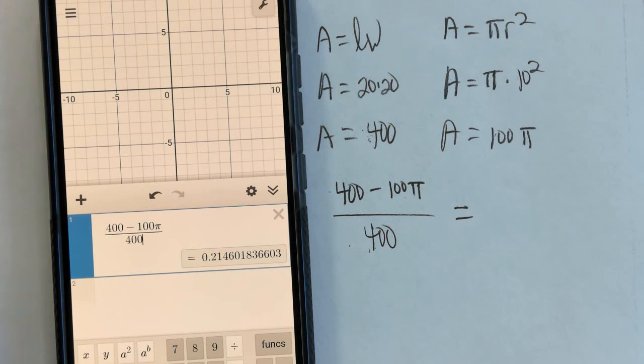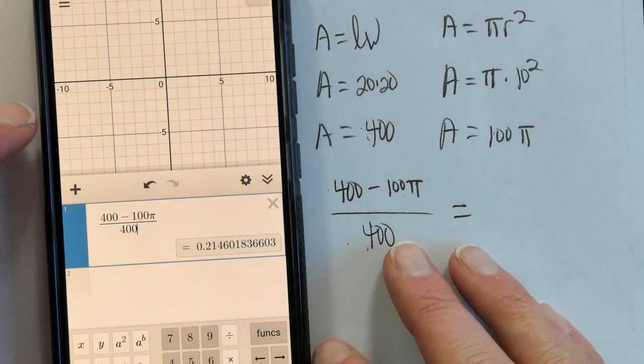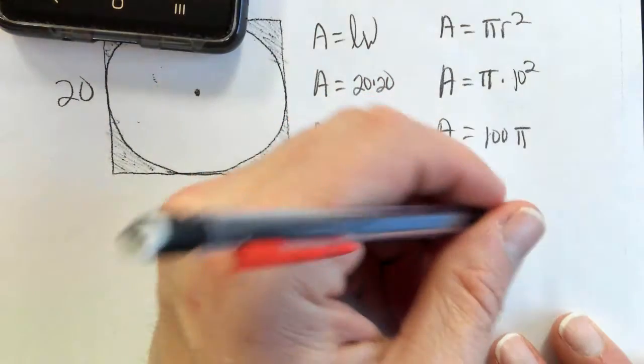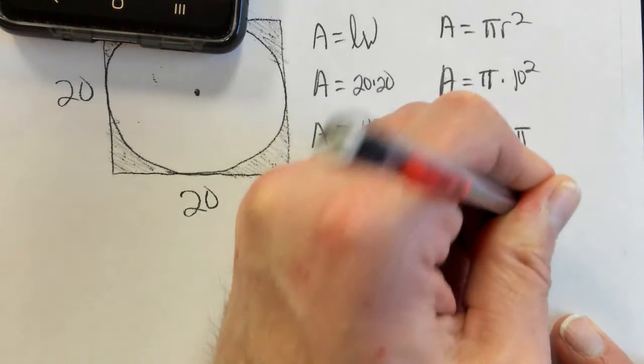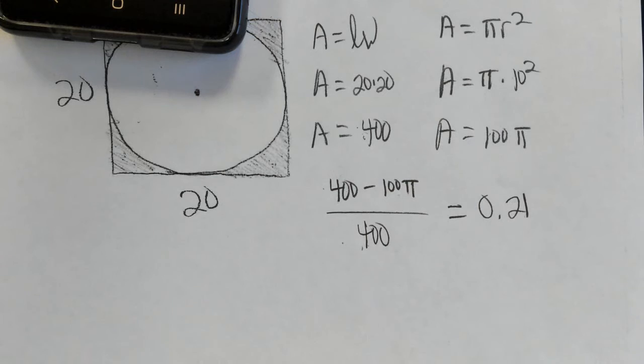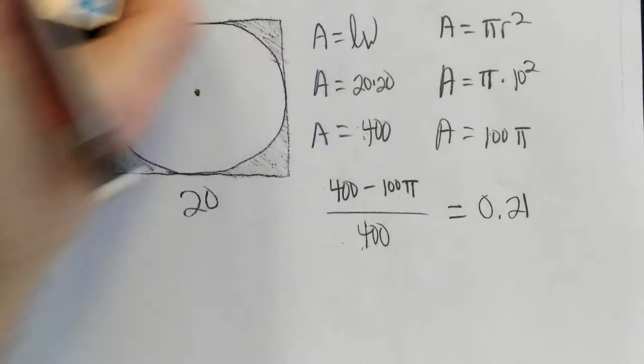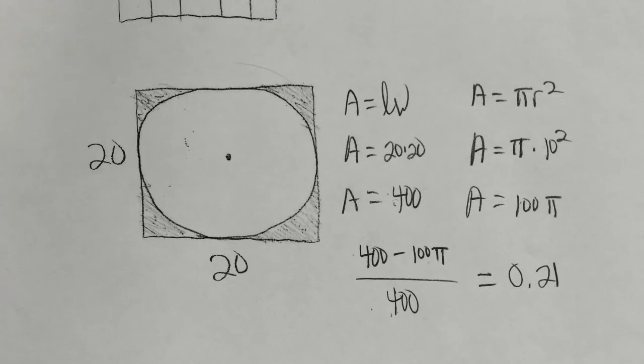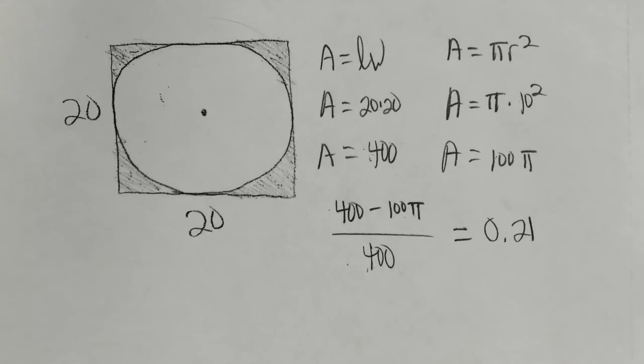You got it. I would round these to 2 decimal places. 0.21 is the right answer. So you got a 21% chance of landing in the shaded region. All right, that's what it means. Okay. All right, what else we got?